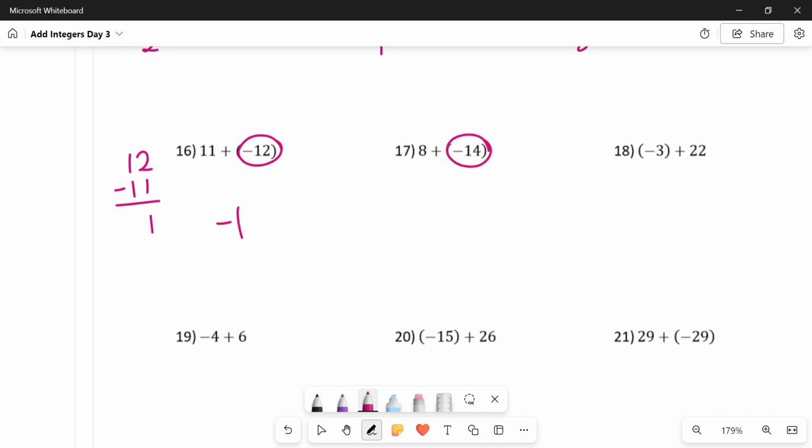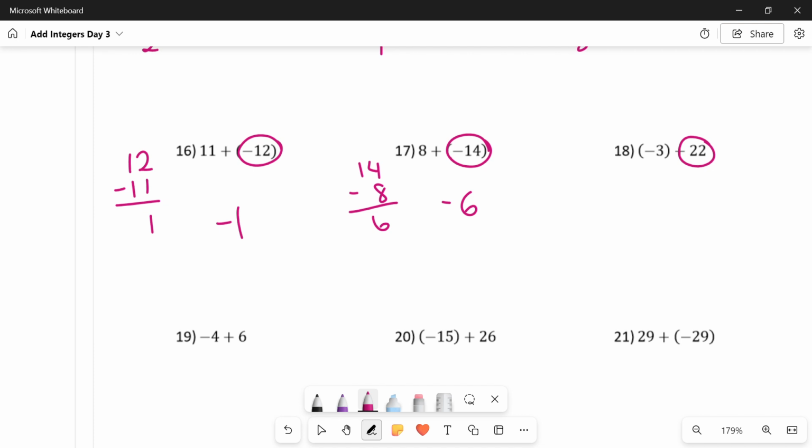Think of it this way. When you're trying to determine which number is furthest from 0, think of the absolute value. The absolute value of 8 is 8, the absolute value of negative 14 is 14. Since 14 is the larger absolute value, that tells me it's further from 0. So essentially you're thinking in your mind, which one is the bigger absolute value? Okay? 14 minus 8 is 6, but my answer is negative because 14 is negative.